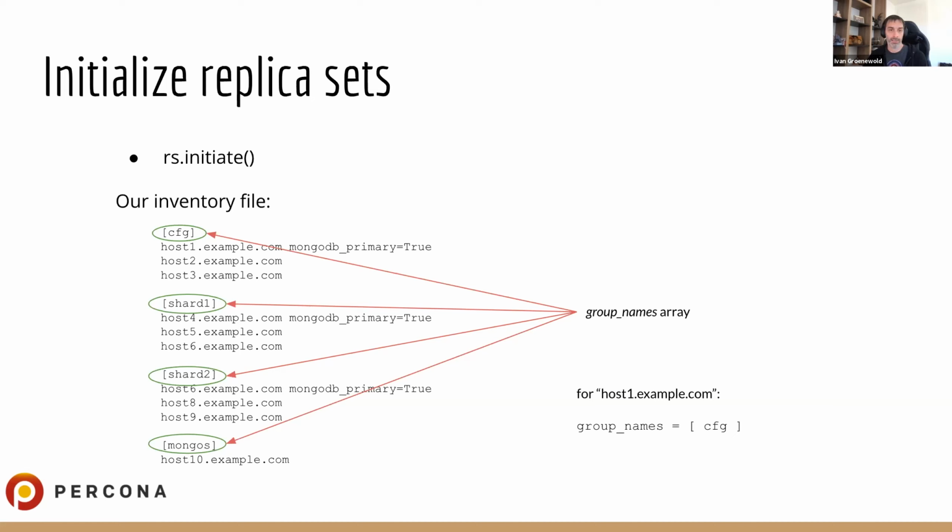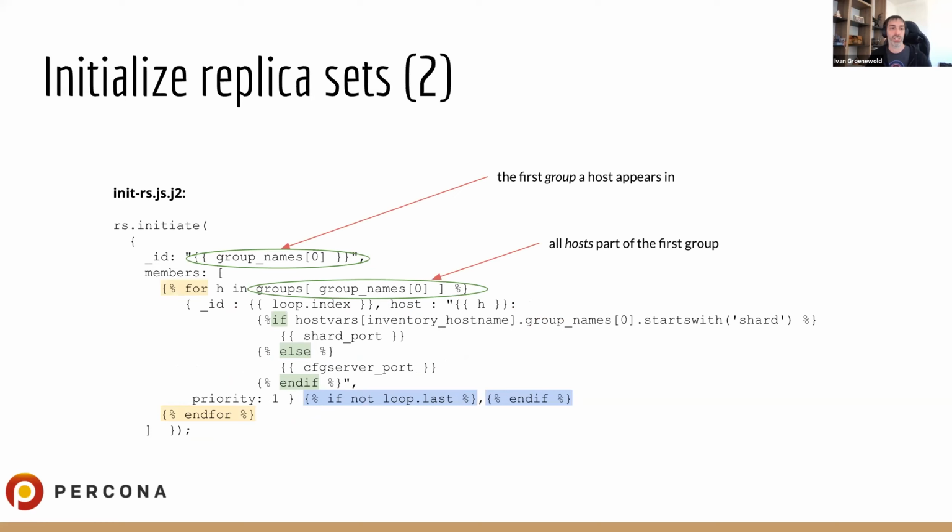So remembering that, we can initialize the replica set by using a template like this, which looks quite complicated, but if we start dissecting it, it's not that complex, okay? Basically, we can use this group names array to figure out the name of the replica set by picking the first group that a host appears in.